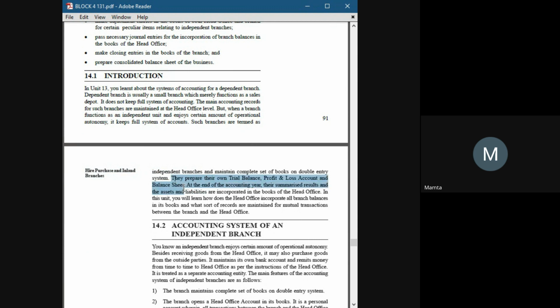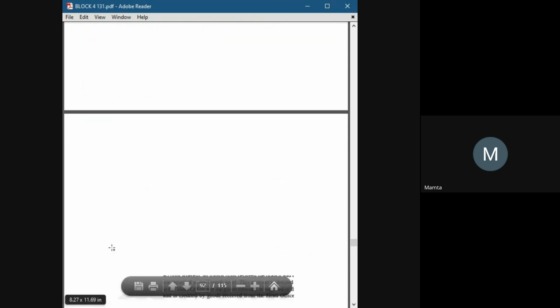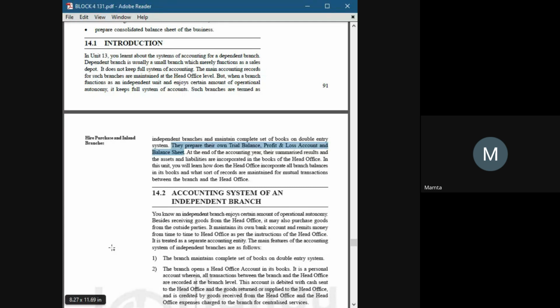As you have seen, under the dependent branches, only the head office creates the accounts on behalf of branches. But under the independent branch system, the branches and head office both prepare accounts on their behalf. The branch will be preparing the head office account, and the head office will be preparing the branch account.